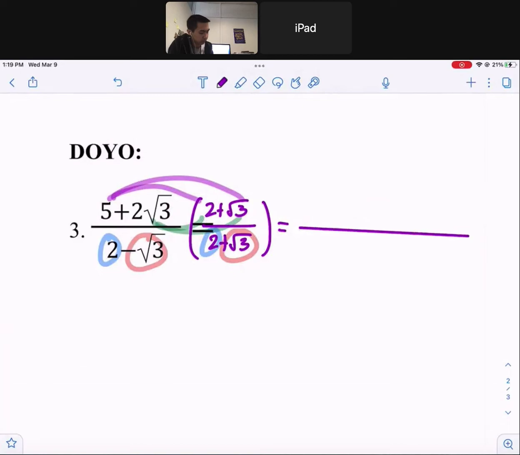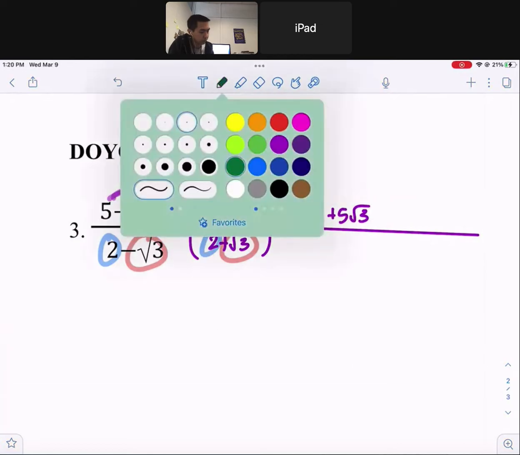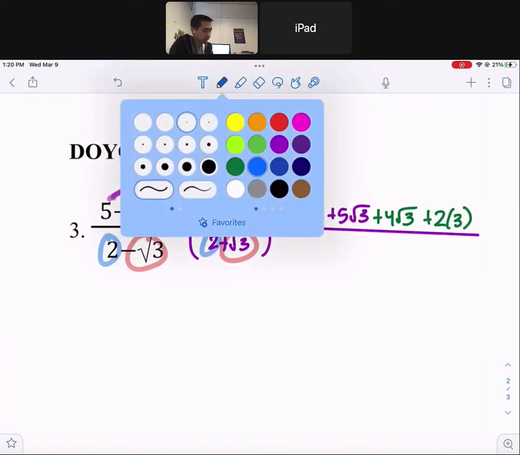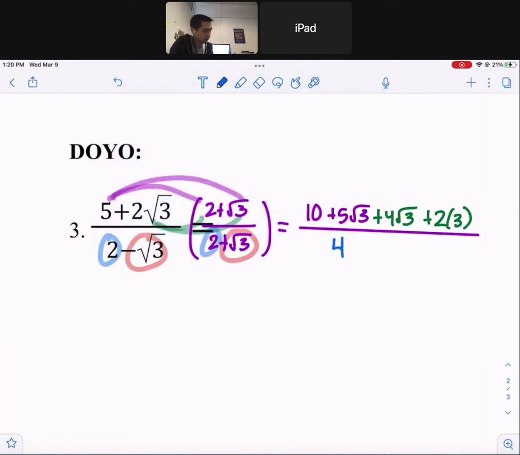Okay, so we're gonna get 5 times 2, you guys, is 10. 5 times radical 3 is just 5 radical 3. 2 rad 3 times 2, you guys, is 4 radical 3. And 2 rad 3 times rad 3, you guys, well, the 2 stays in the front still, but rad 3 times itself, that's just 3. The blues, 2 times 2 is 4. And the reds, well, a negative times a positive is negative, and rad 3 times itself, you guys, that's just 3.